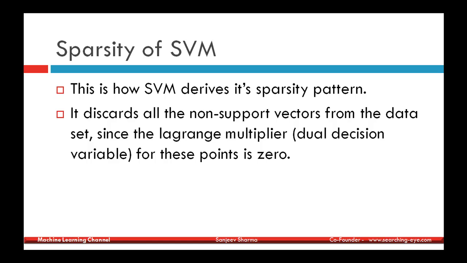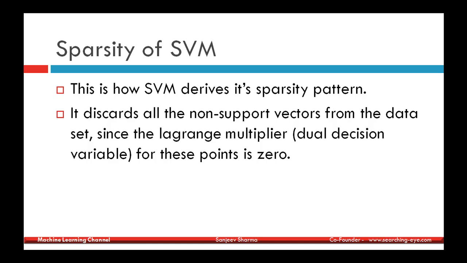And this is the reason for the sparsity pattern of the SVM. It discards all the non-support vectors from the dataset, since the Lagrange multiplier, or the dual decision variable, for these points is 0. We will see the solution for the decision boundary for making the decision for the new instance x, and we'll see that it involves the Lagrange multiplier corresponding to each of the instances in the training dataset, and for all those instances for which the lambda i, or the dual variable, is 0 are discarded, and all the support vectors are kept.